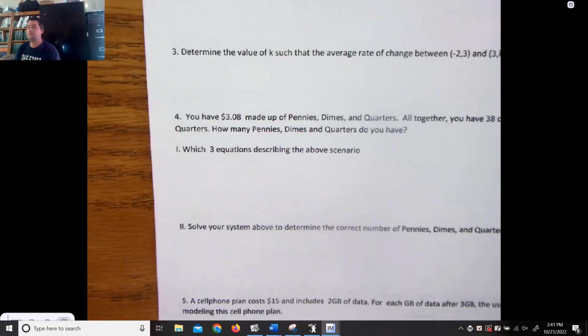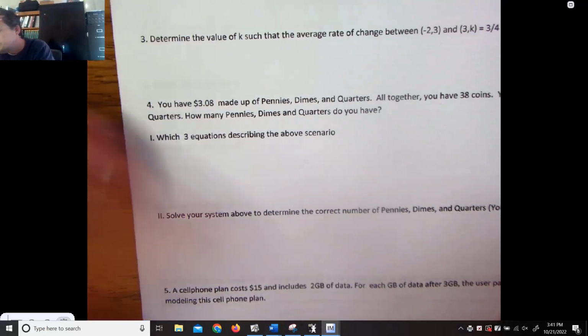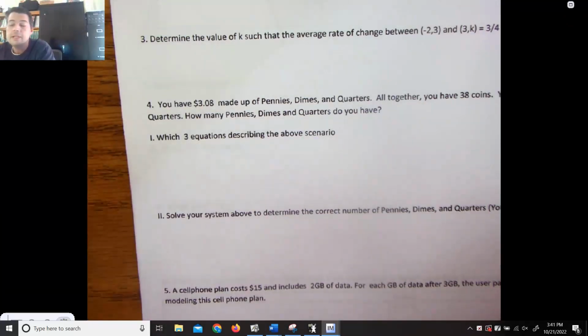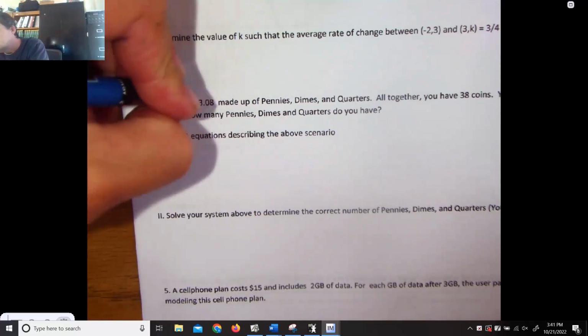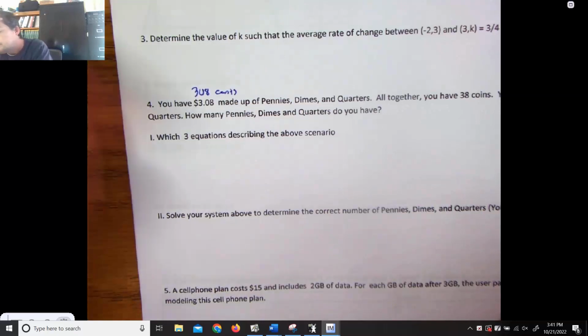So I haven't made it too far through this thing. I found another mistake. I had to redo number 4. You won't actually see the mistake. Anyways, $3.08 made of pennies, dimes, and quarters. Think of that as 308 cents, okay, instead of $3.